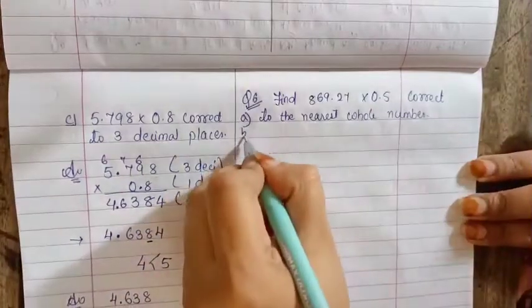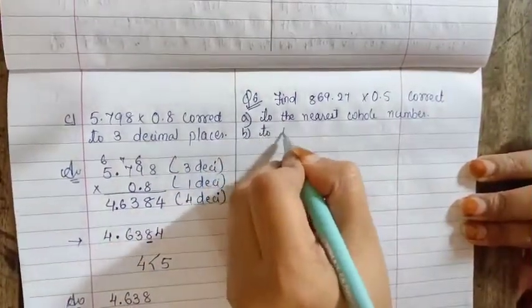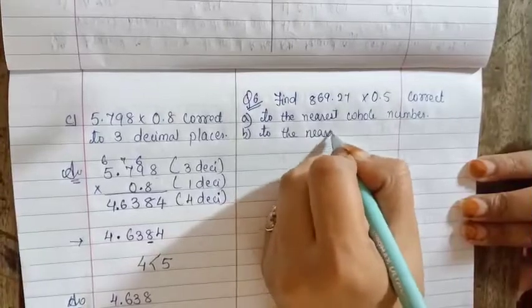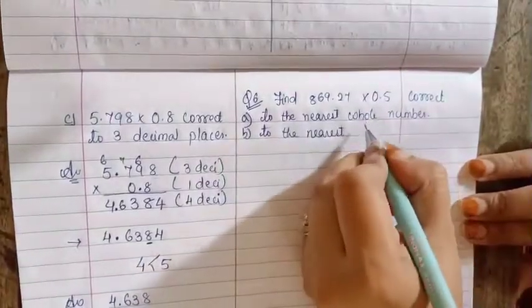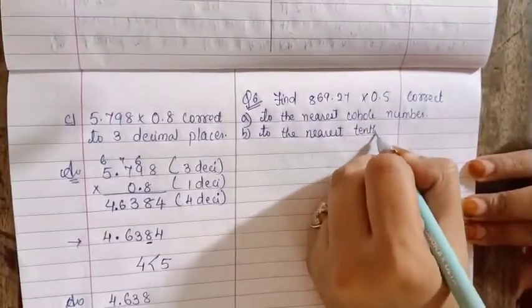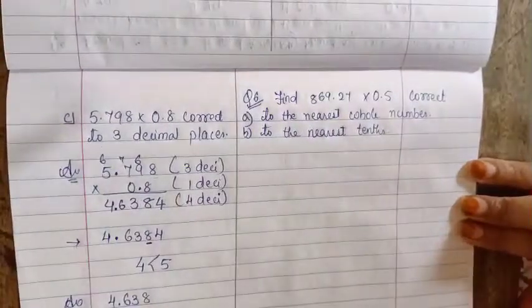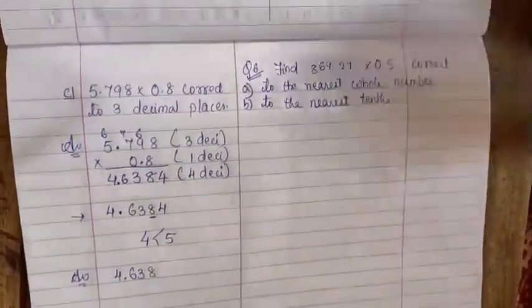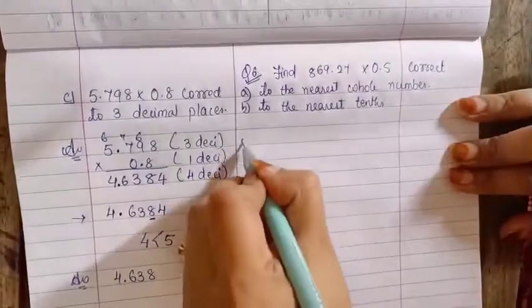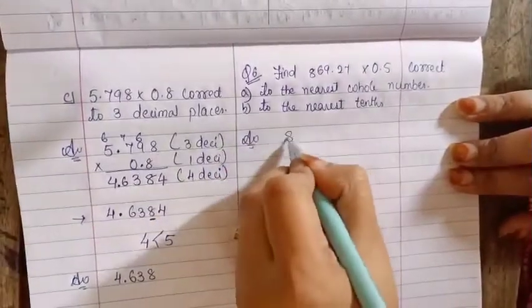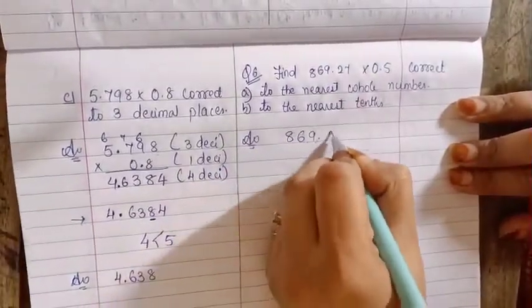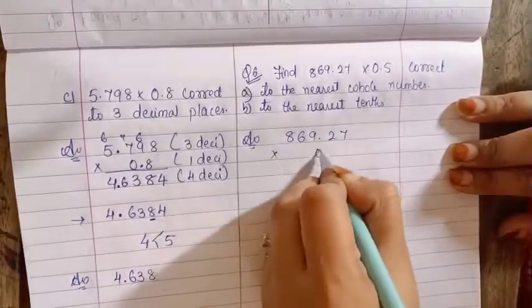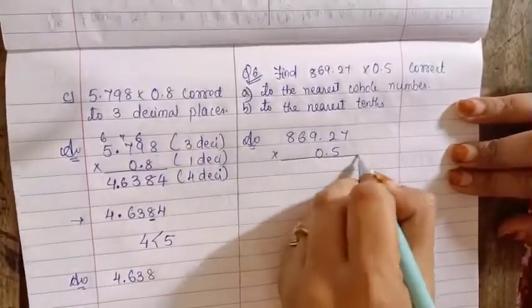Okay, and B is told to do to the nearest tenths. Now what will we do? First of all, we will do the multiplication. So here we will start the answer: 869.27 multiplied by 0.5. Now we will do simple multiplication first of all.